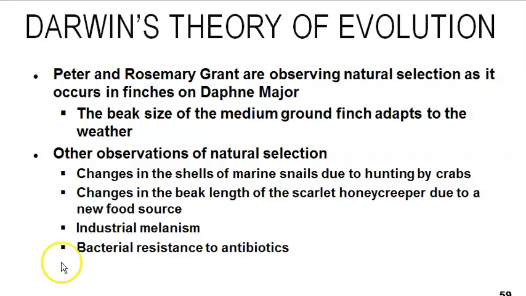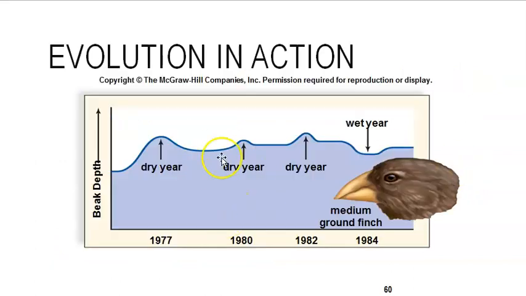Industrial melanism, that's the peppered moth I showed you. Bacterial resistance, we talked about that a lot this year, right? And so here's evolution. This is what the Grants saw. The beak changed, literally, even within years, in frequency, due to dry and wet years. The beak depth literally changed throughout the course of their research.